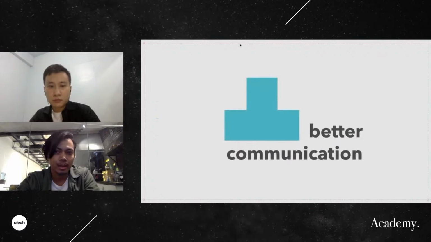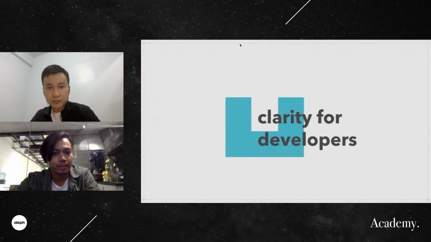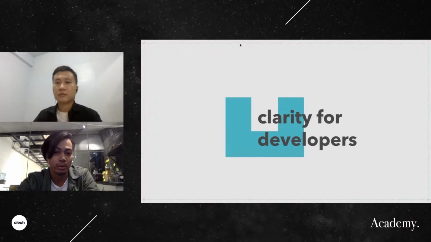And another one is better communication. For the team involved in product development, open source design systems are often referred to as a single source of truth. It helps the team to plan, develop, and maintain the product quality. And clarity for developers. With the design system in place, developers have a clear vision of how to build the required design system components while maintaining unified styles.